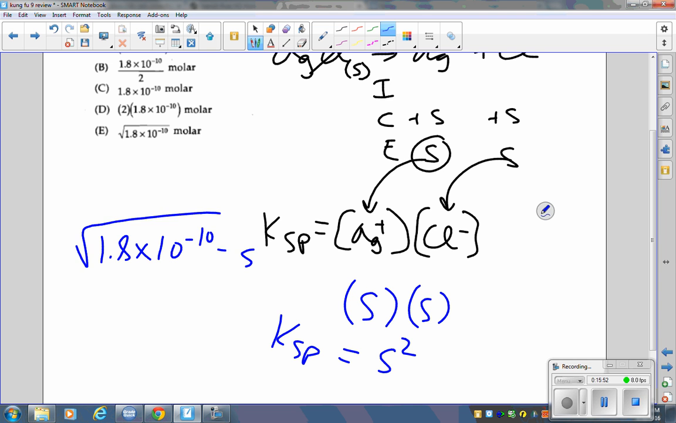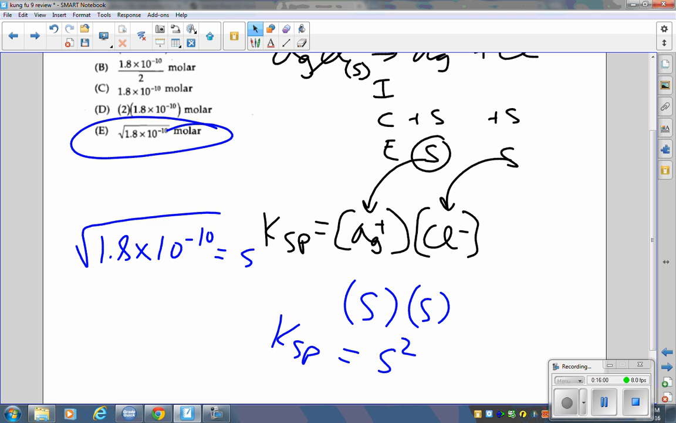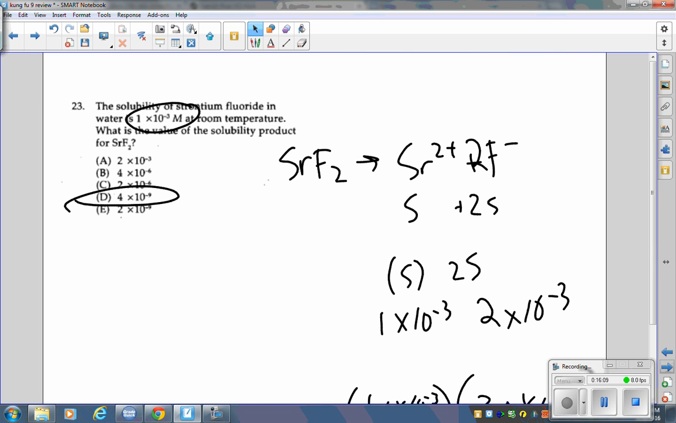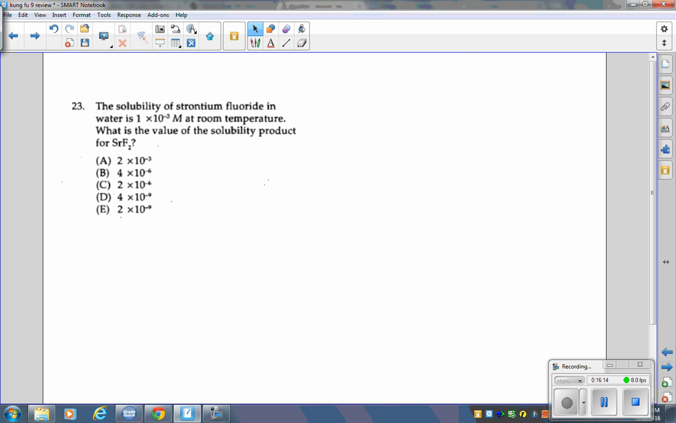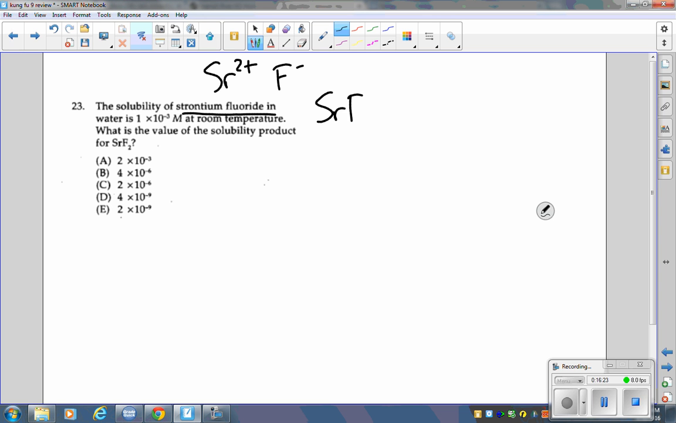Remember, when you go to set up a KSP equation, we have to do a mini ICE table. You do your E line, you drop from your E line into the KSP line. Don't get confused. Okay? Next one. Here's an example of getting confused or not being thorough. It says solubility of strontium fluoride. So when I look at strontium fluoride, I use my periodic table. Strontium's 2 plus, fluoride's minus 1, so it would be SrF2, solid on the left, is going to break into Sr2 plus and 2F minus. I go to do an ICE table.